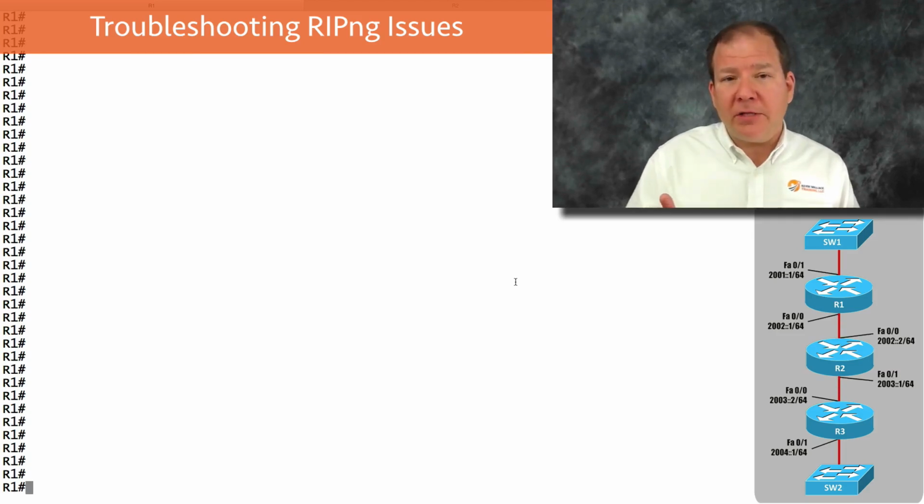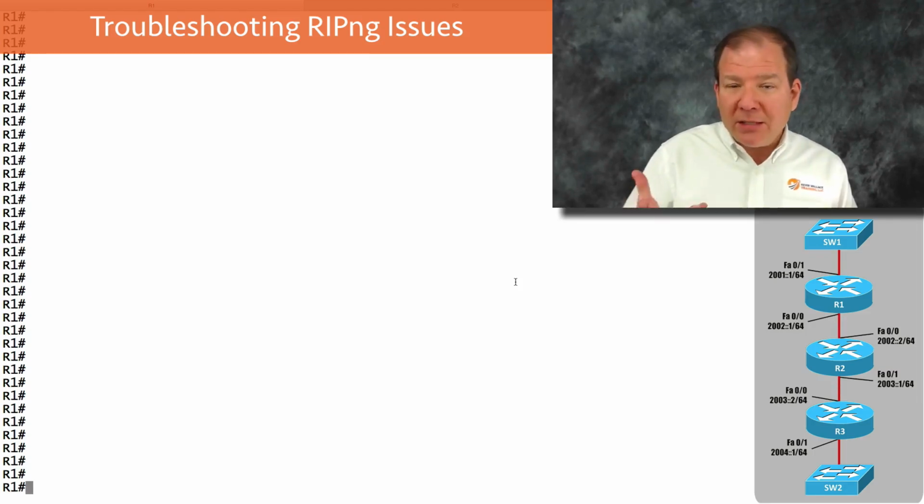Now, there are a few differences. For example, authentication works differently. RIP version 2 has an authentication feature that's built into it. RIP-NG is going to rely on the authentication feature built in to IP version 6. There's no concept of a classful network with IPv6, so we don't have to worry about the summarization issue that we had with RIP version 2. And also, there's no concept of a passive interface with RIP-NG.